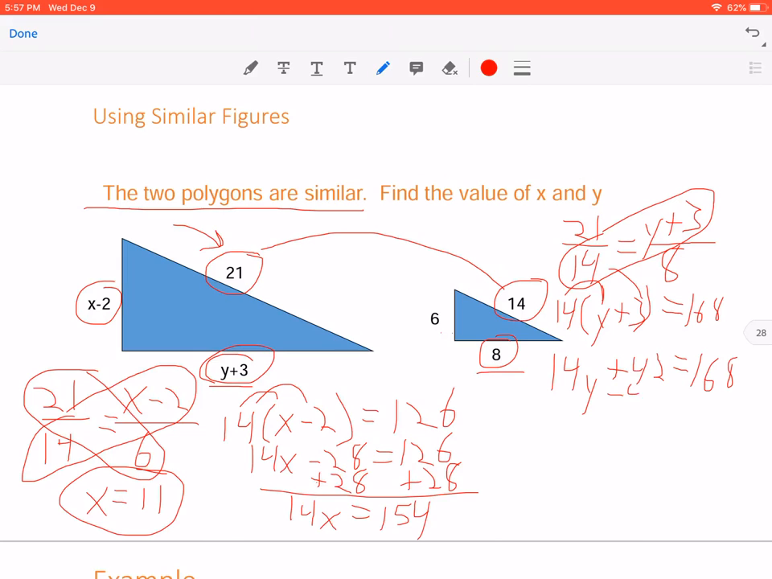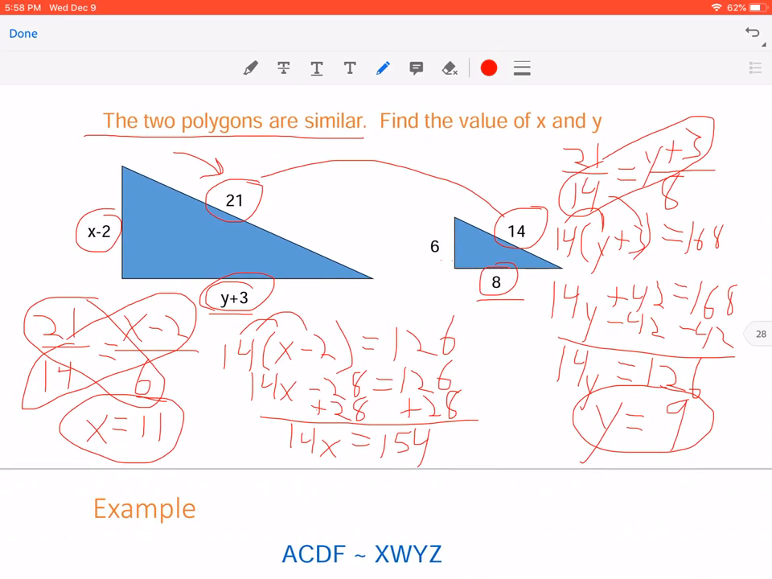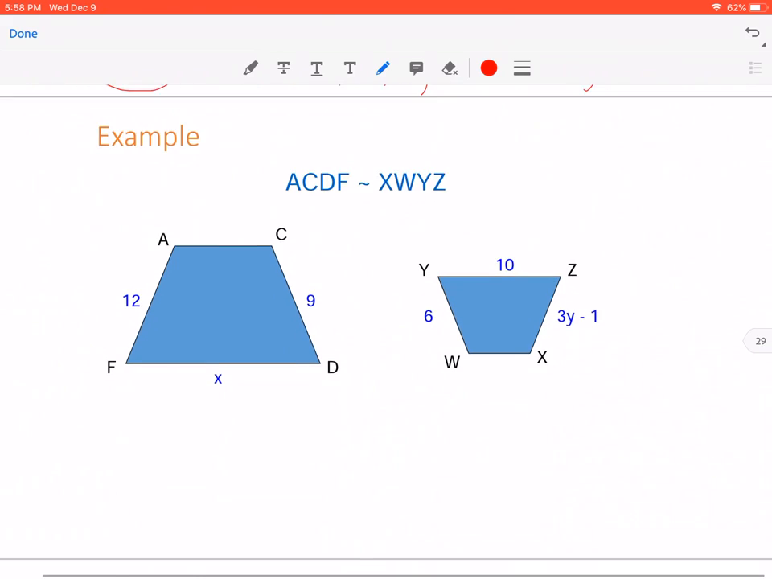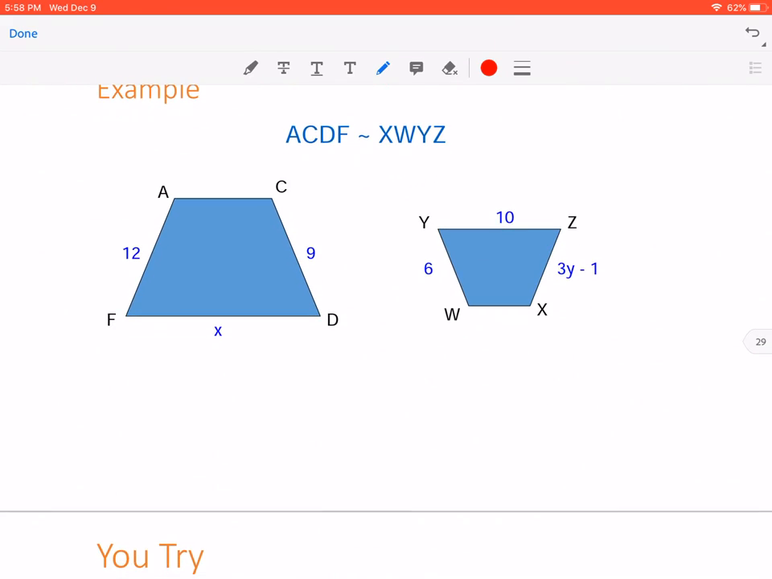Subtract 42 from both sides. All right, you get 14y equals 168 minus 42 is 126. Divided by 14, y is equal to 9. Those are your two answers. X was 11, y was 9. These are the type of problems you'll see. Homework, quizzes, the next quiz, all the same. Okay? All right, and again, look at this problem.